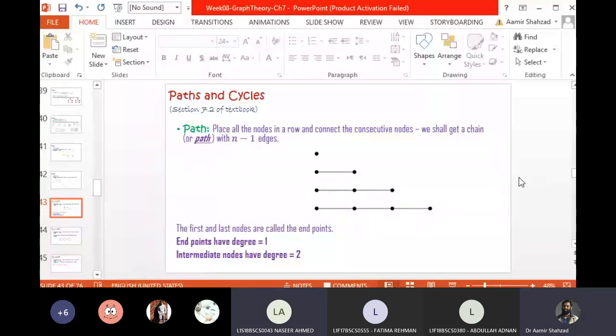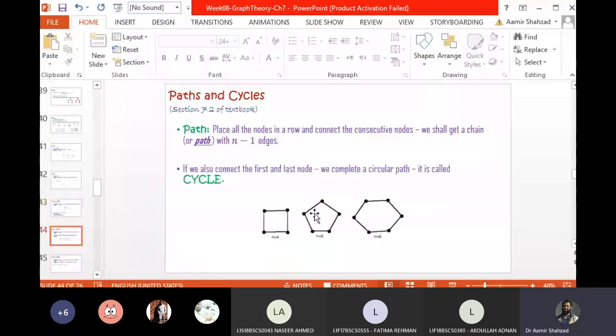Sir, these start and end nodes never meet each other, right? If it is a path they won't meet, but if we join them, it will become a cycle. Right. So okay, draw an edge between the start node and the end node. This will become a cycle like this. If we also connect the first and last node, we complete a circular path. This is called a cycle.